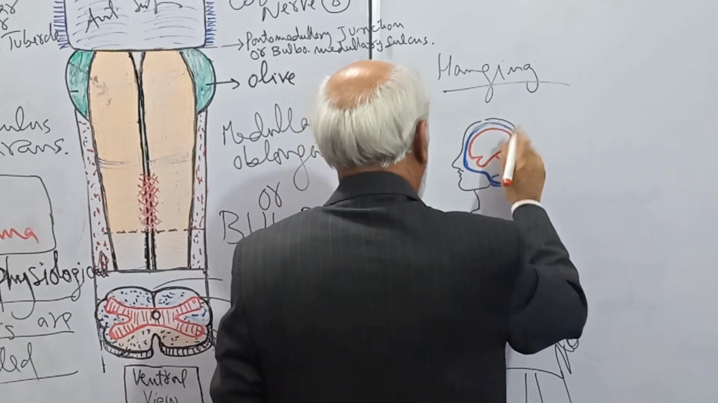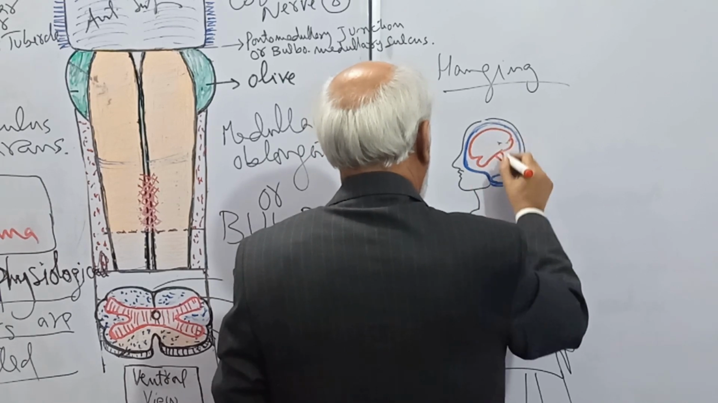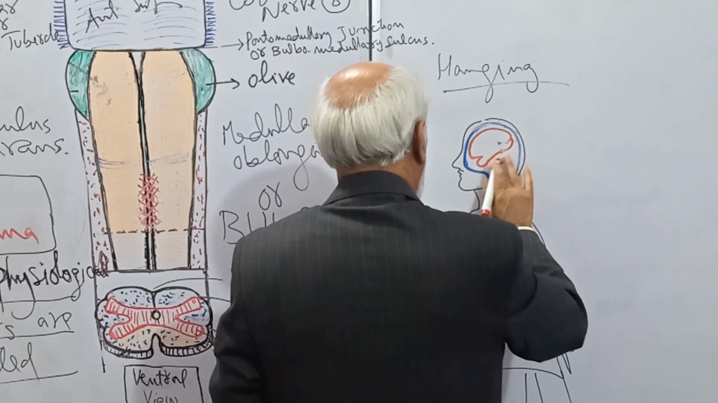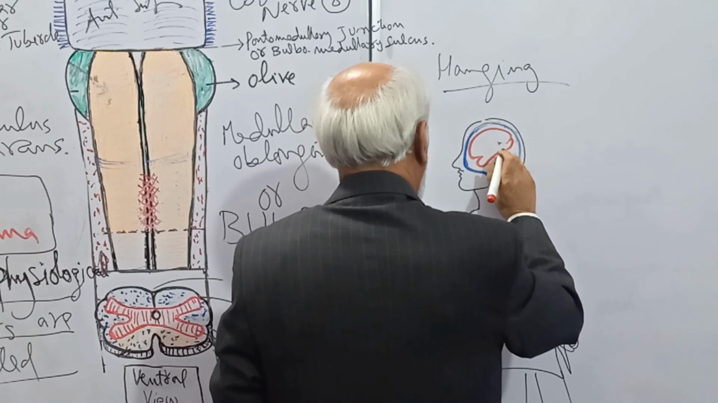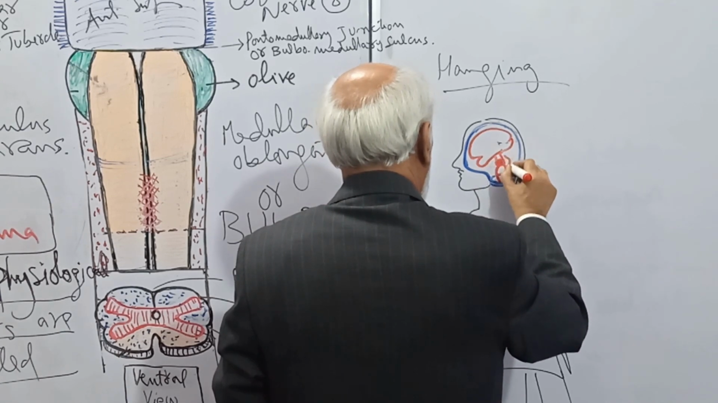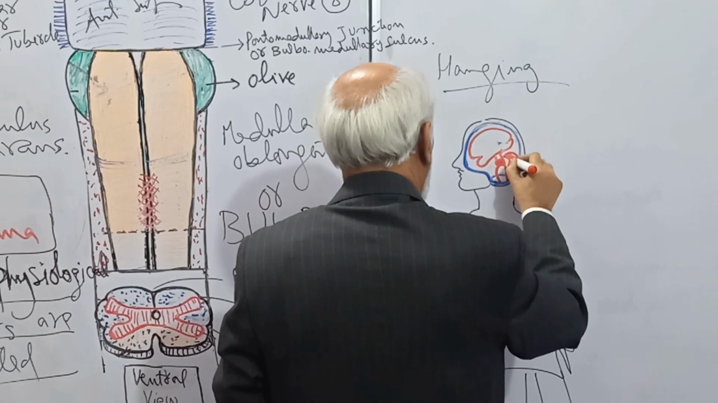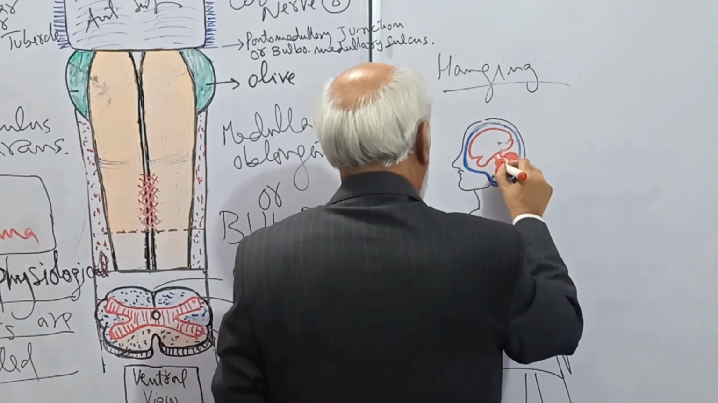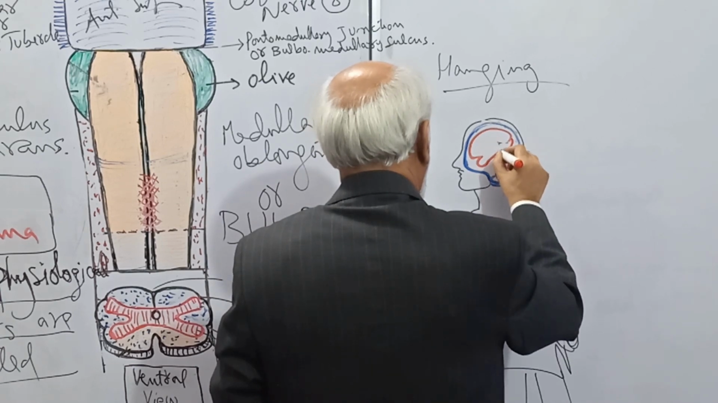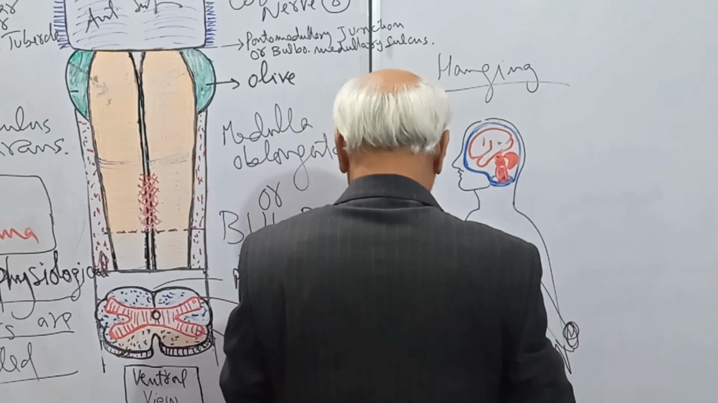Midbrain, pons, and medulla oblongata. Behind is cerebellum. Cerebellum, midbrain, pons, and medulla oblongata.